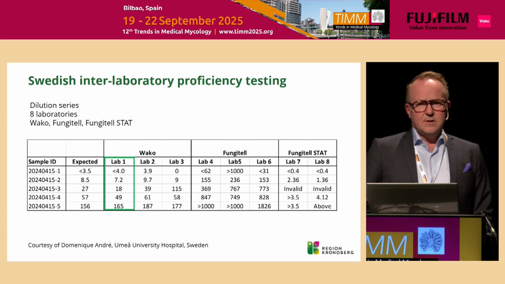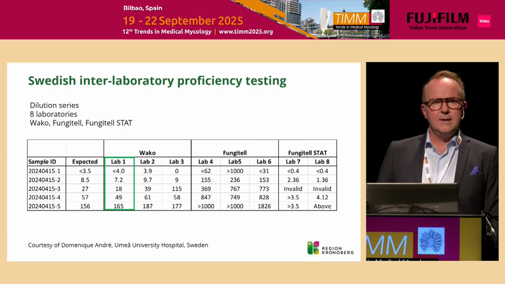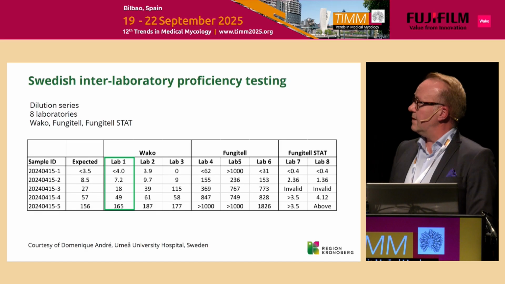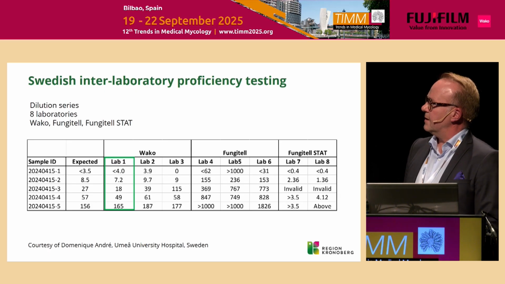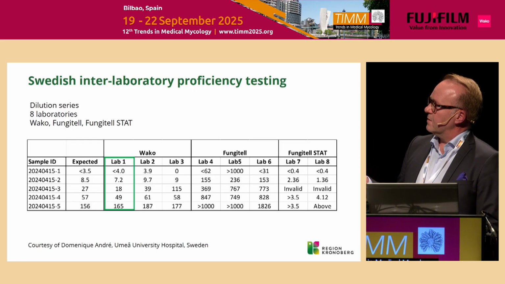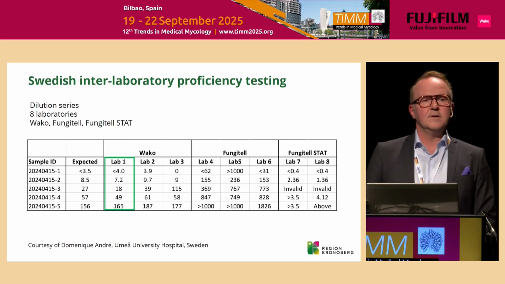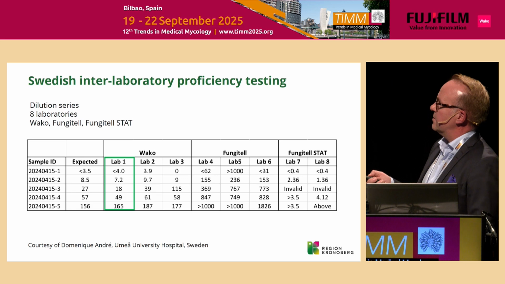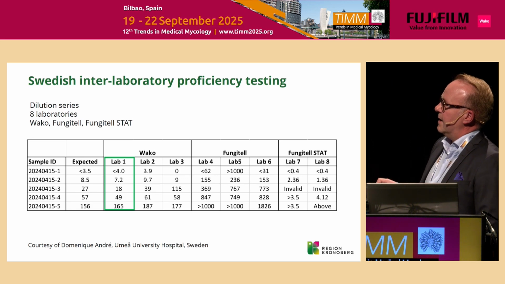Just a couple of months after we started analyzing clinical samples, we participated in a Swedish proficiency testing scheme, which was arranged by a colleague at Umeå University in Sweden. 8 labs participated, 3 using WACO. One of them was us, which I have humbly called lab number 1 here. 3 labs used Fungitel and 2 used the simplified rapid version of Fungitel, the Fungitel stat. This turned out in hindsight to be a dilution series. And these were the expected values according to the coordinator. And as you see, we had very nice results, very in line with the expected ones.